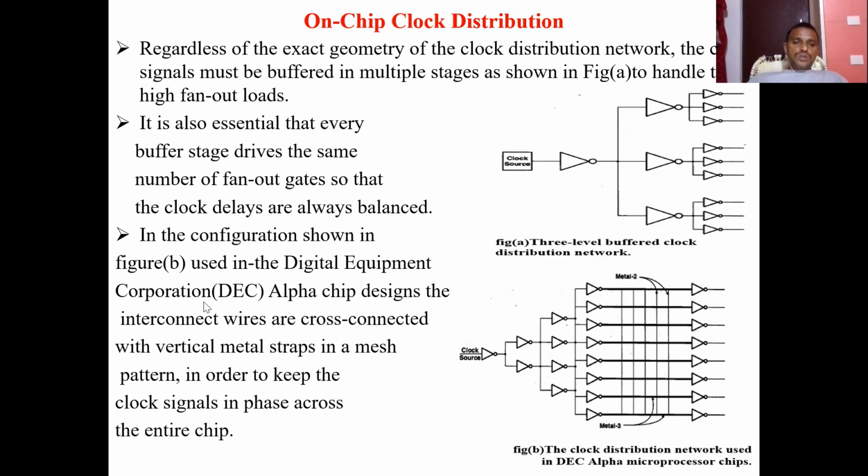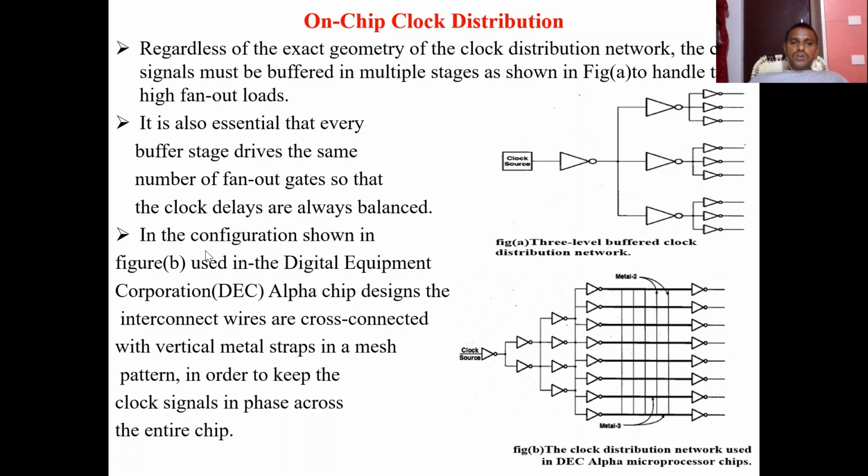So this is another distribution network. If you observe here, this output is given to this, and this output is given to this. Again, this is driving another 3, this is driving another 3, and this is driving another 3. From this diagram, we can say that we can improve the number of fan-out loads.